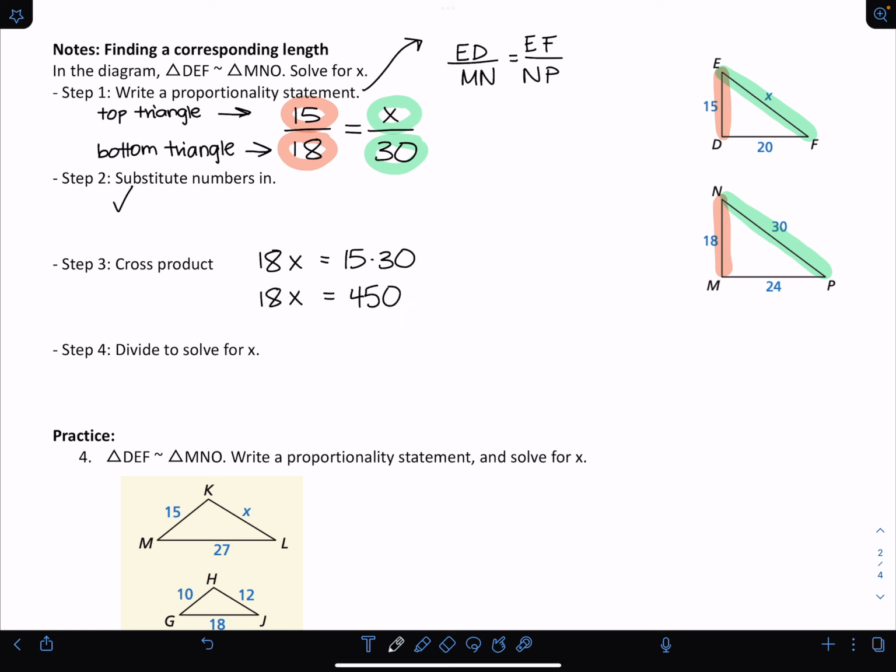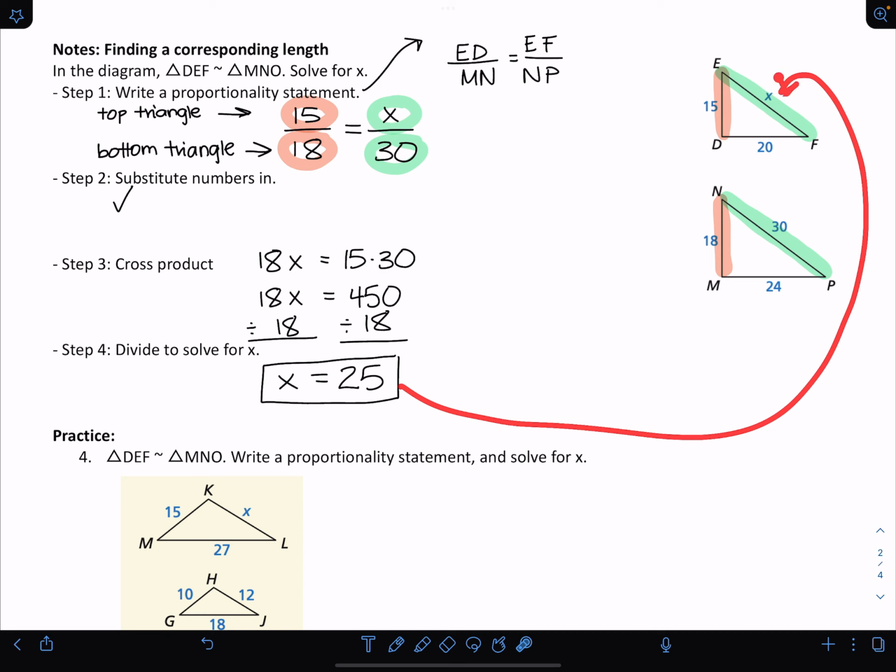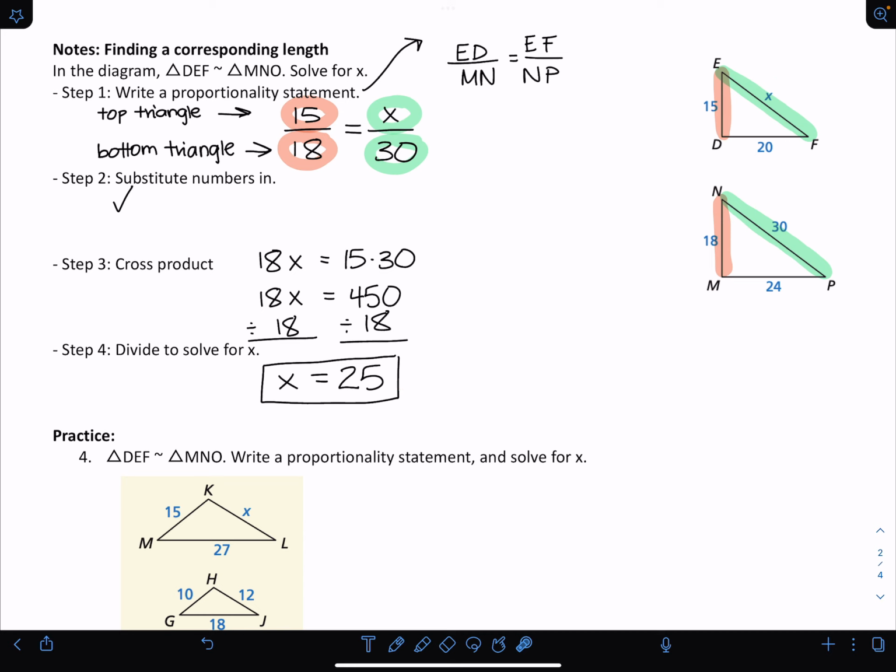And then finally, our last step is to divide to solve for x. So I'm going to divide by 18. Divide by 18. And I get x equals 450 divided by 18 on my calculator. That gives me 25. So we know that the length of the side up here, that's x, is actually 25 long.